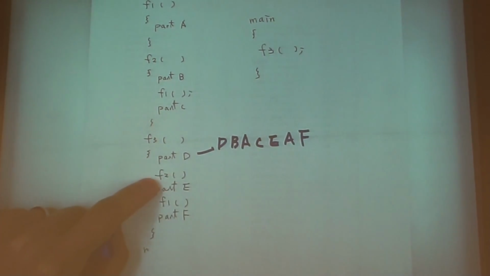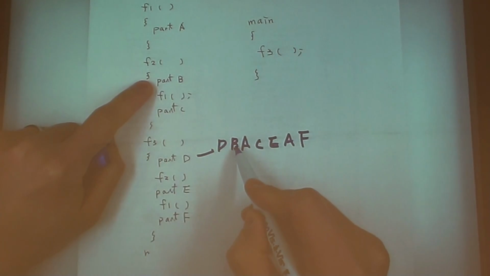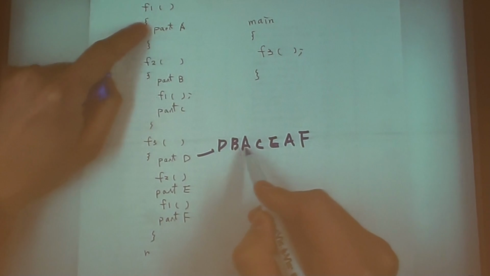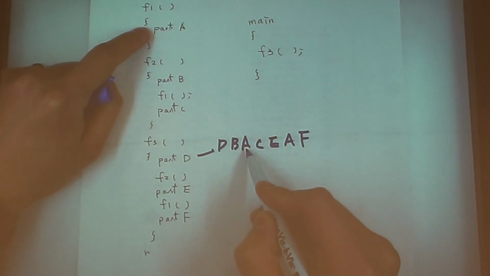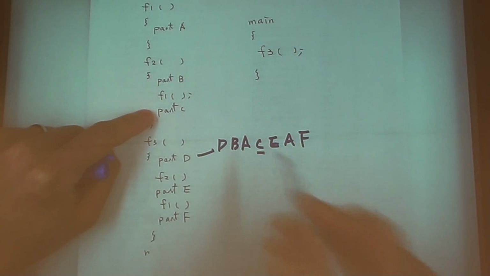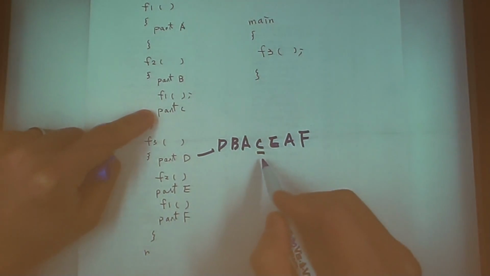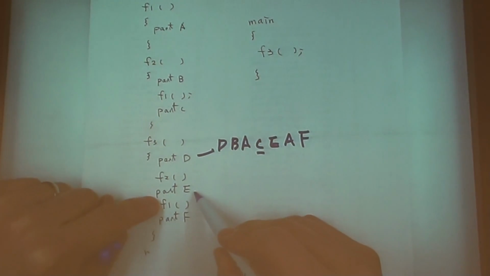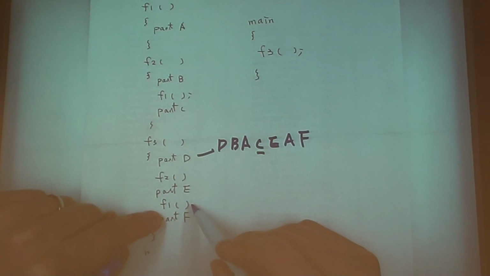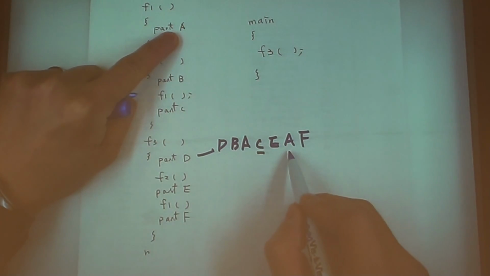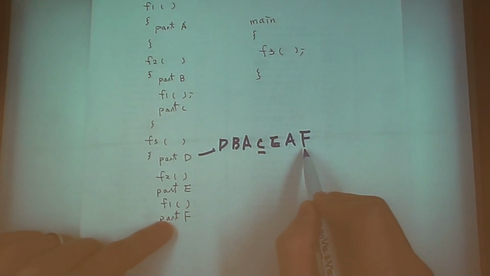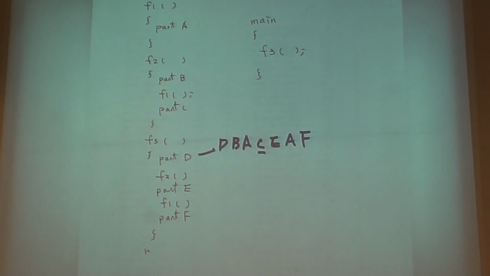We call F2, we go to B. And B calls F1, so we go to A. After F1 finishes, we go to C. Right? So we're done with F2, so you go to E. Then E calls F1, so you go to A again. And after A, you go to F. Any questions about this? Is it familiar to you from CS139?